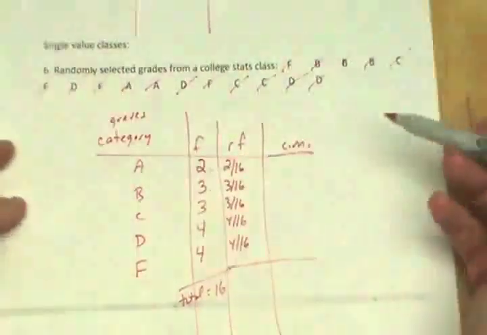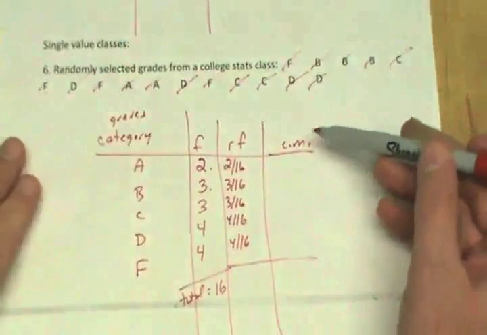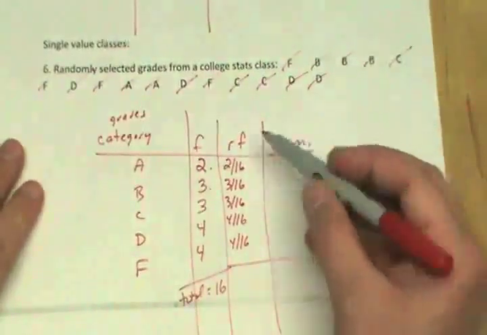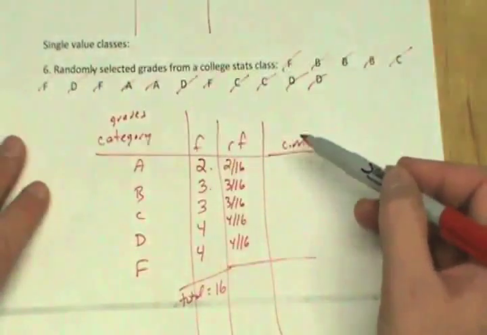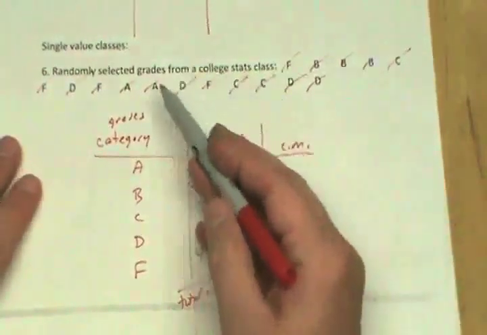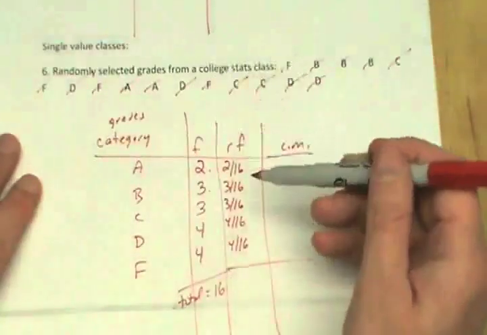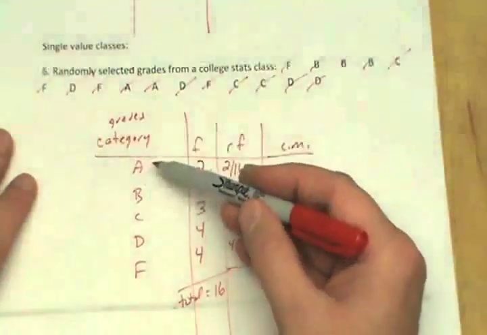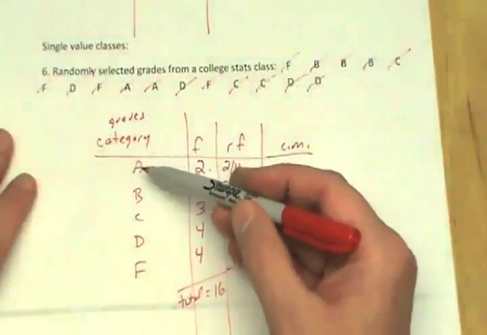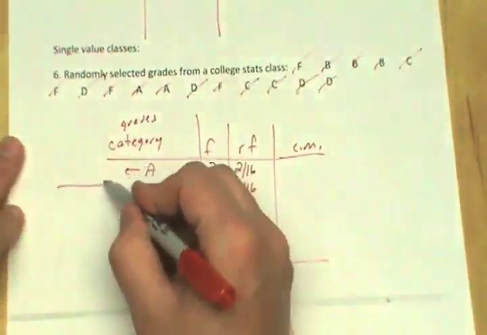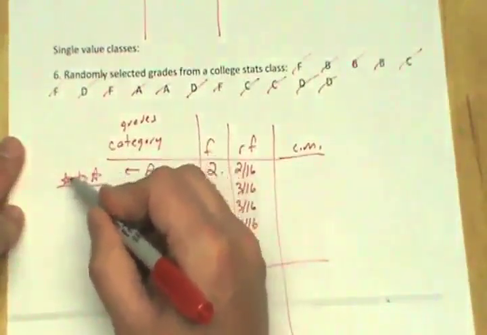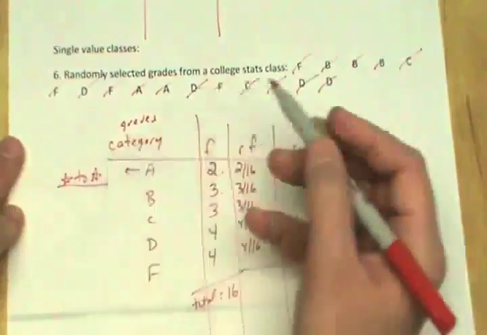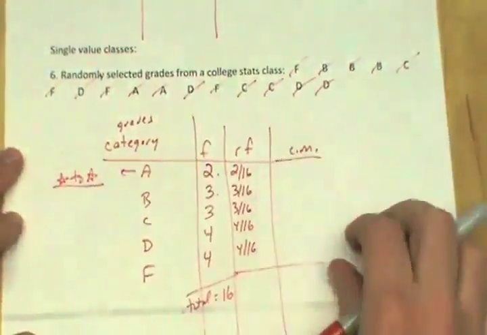This part is straightforward like we had before, but the problem is the class midpoint. What is the middle of an A? This is where you can't make assumptions, because this is just a general class, not the particular class that I'm teaching. We don't know what the A is because it wasn't specifically said. If somewhere in the question they said the A is from 90 to 100, or 80 to 100, or 70 to 75, we could come up with a class midpoint.